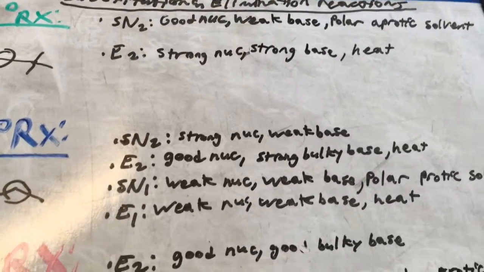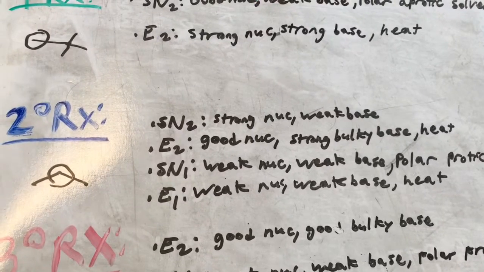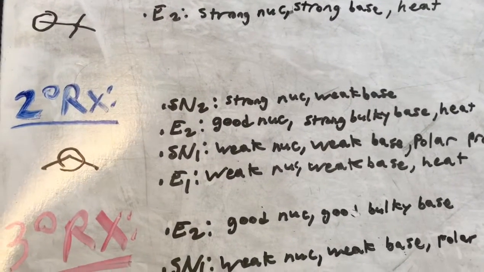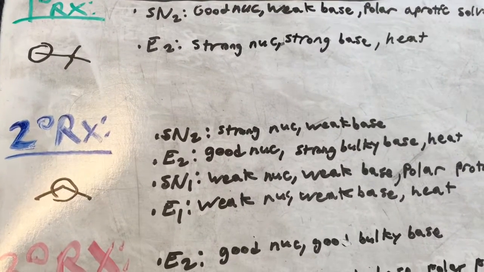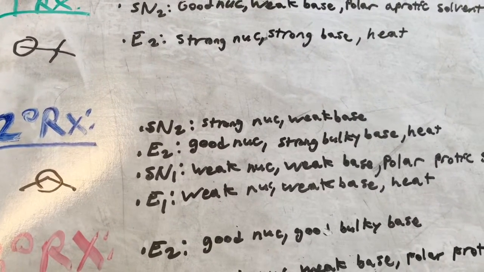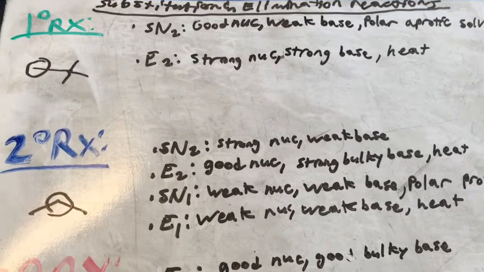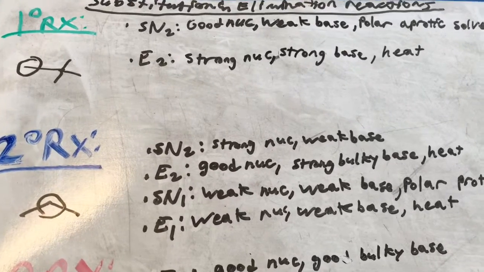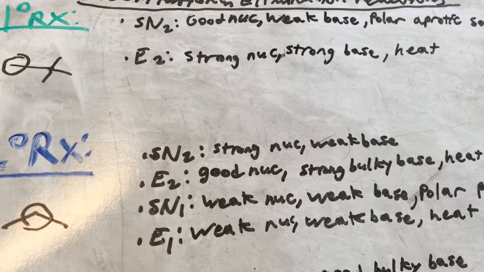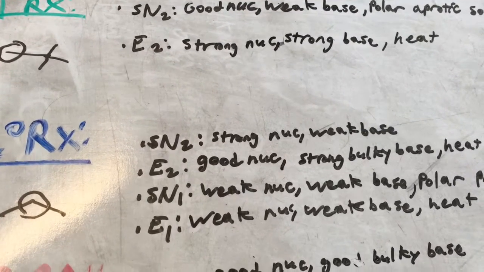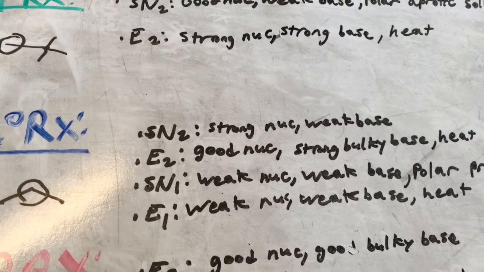Substitution and elimination. Substitution is a reaction that happens when you remove a leaving group from the molecule and replace it with something else. And an elimination is when you eliminate the leaving group altogether and create a double bond. Those are two really basic mechanisms that are frequently seen in organic chemistry. So there are two kinds of elimination and substitution each. There's SN2, E2, SN1, and E1.